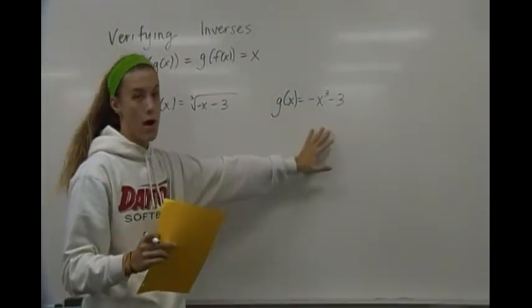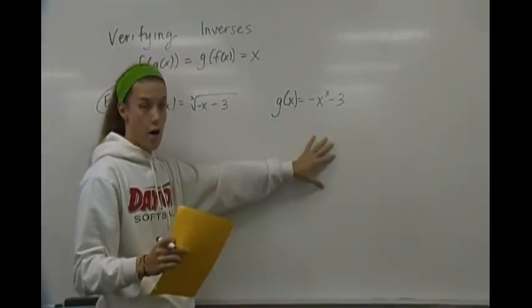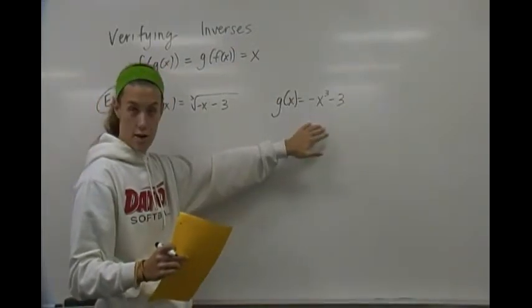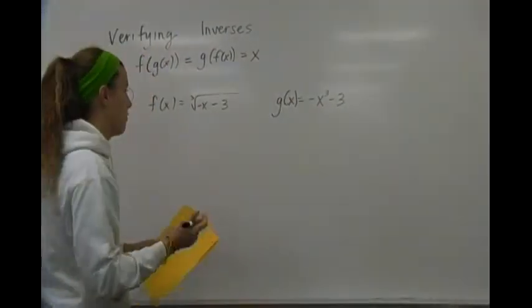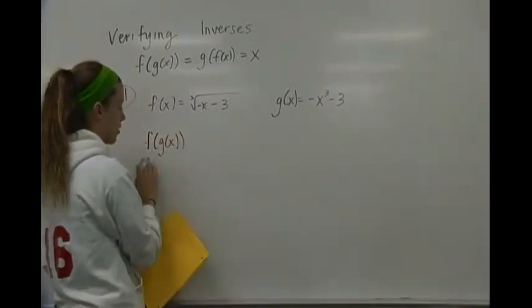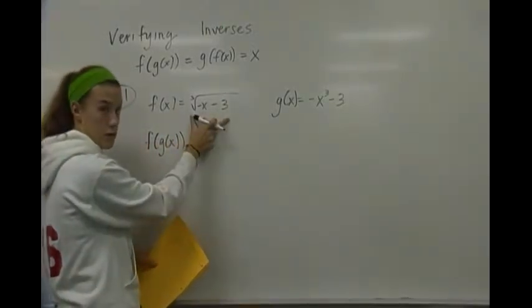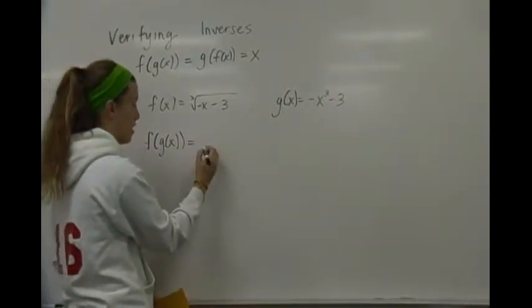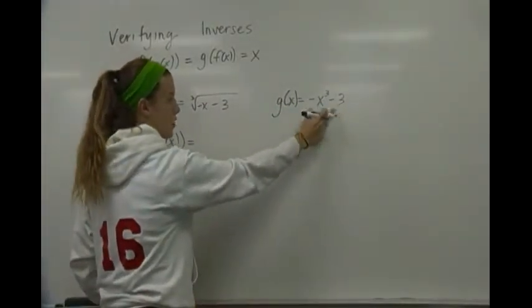So we're going to skip past the step we just did where we found the inverse. I'm telling you that this is the inverse, but now we need to prove or verify that. So f of g of x means that we're going to start with that f function. This is a composition, so we're going to start with that f function on the outside, and we're going to put the g function on the inside.